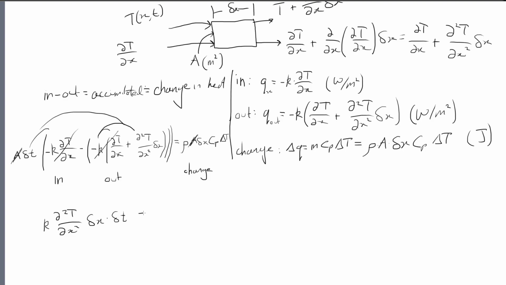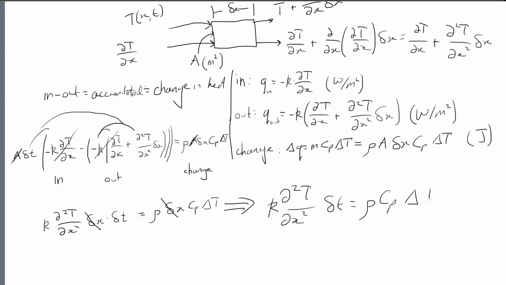is equal to our rho times our small change in x, Cp delta T. And so you'll see from here as well immediately that this small change in x is going to cancel out. And so what we're left with is k d2T by dx squared multiplied by a small change in time is equal to rho Cp delta T.